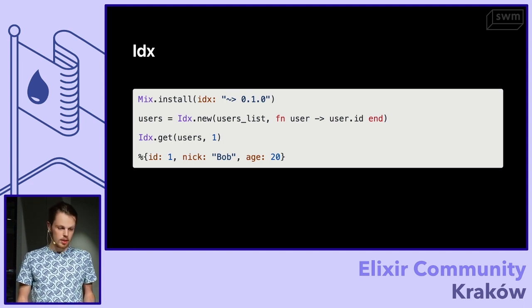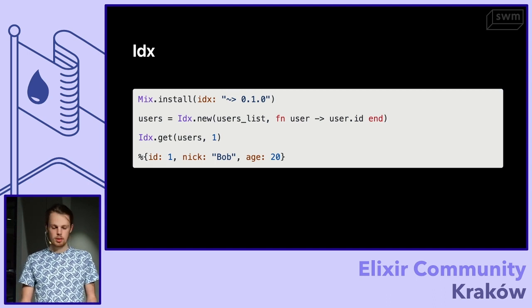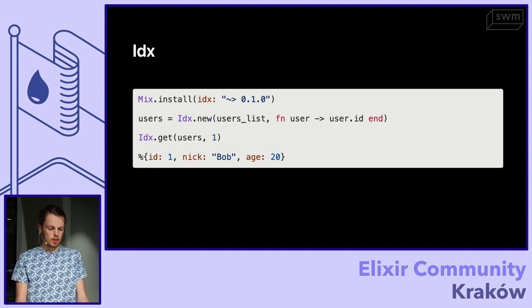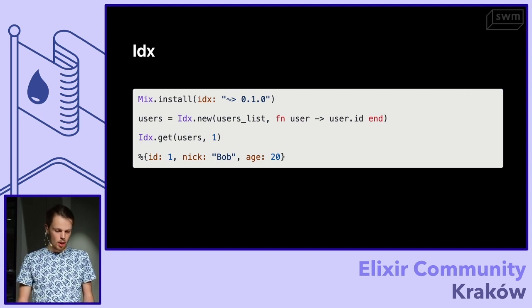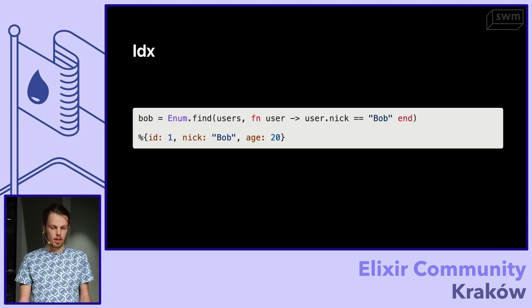So we can create an instance of IDX, passing a user list as we did before, and pass a lambda as we did before, but here it only returns the key, not any tuple, and it returns the key that is supposed to be used to access users. Then we can call IDX.get, just as we called Map.get, and it returns our user. Well, what about finding a user by nickname? This code, which I think is quite idiomatic, works in this case because the entries of the collection are users, not tuples or anything else.